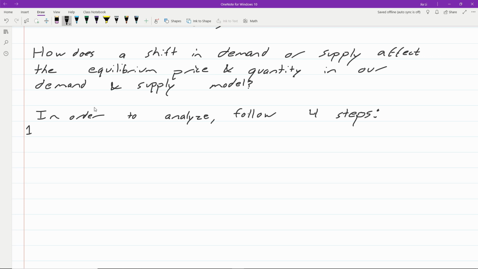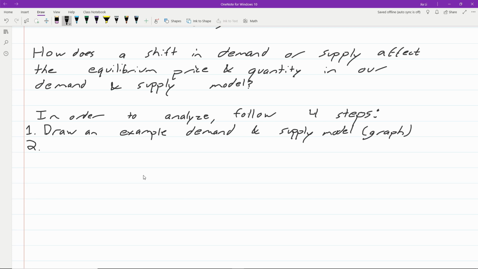Okay, so anytime we are presented with a question like this, when we are given some kind of prompt that is asking us for how a shift in demand or supply might affect our equilibrium price and our equilibrium quantity, first things first is to draw an example demand and supply model that is on a graph.